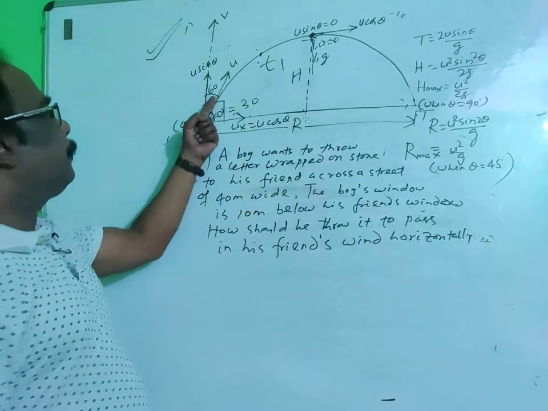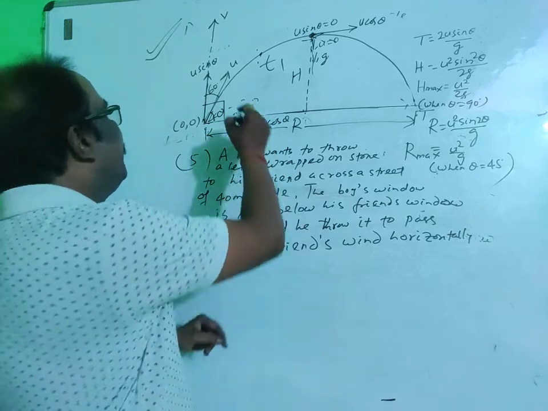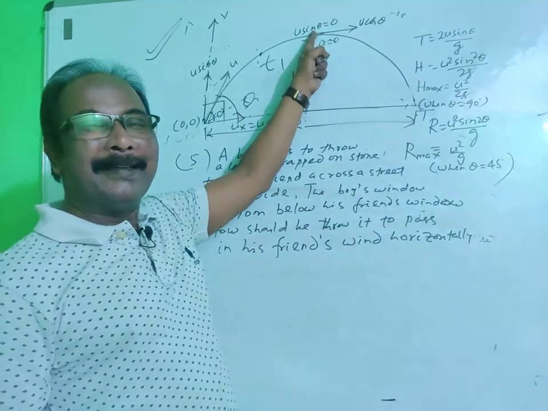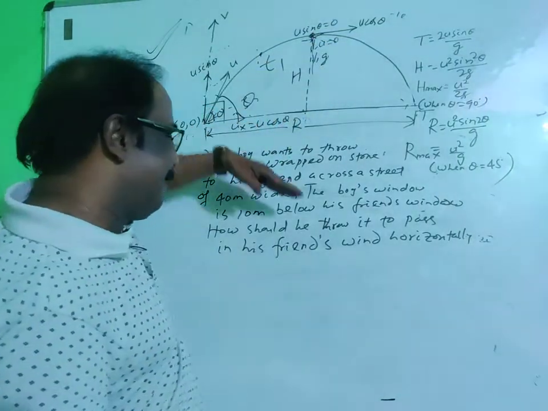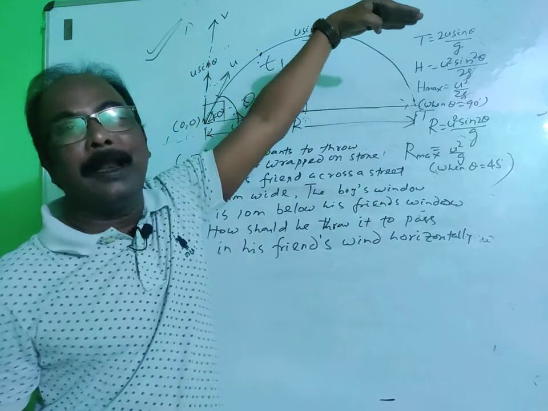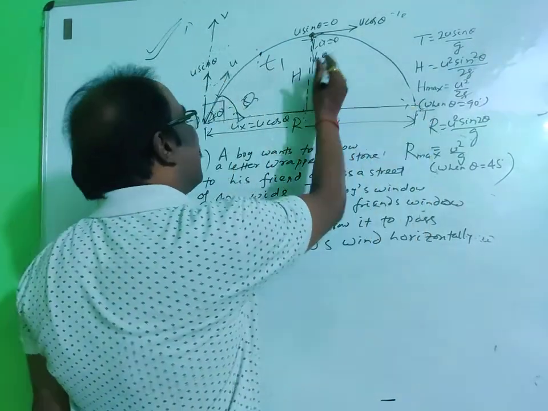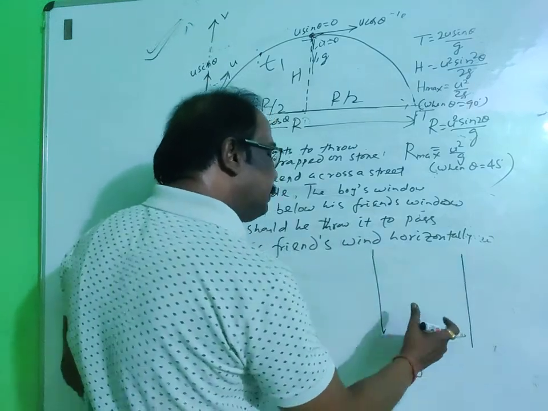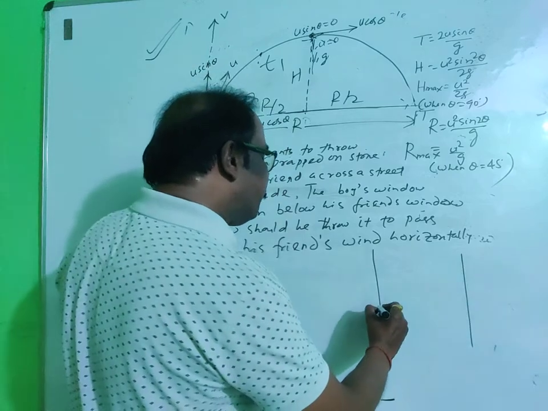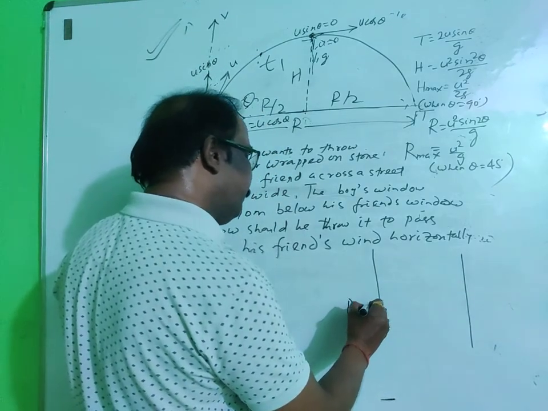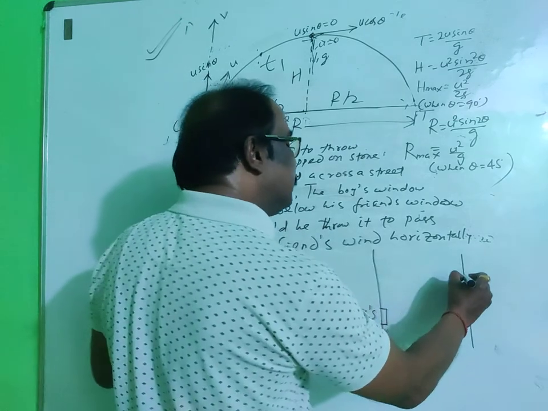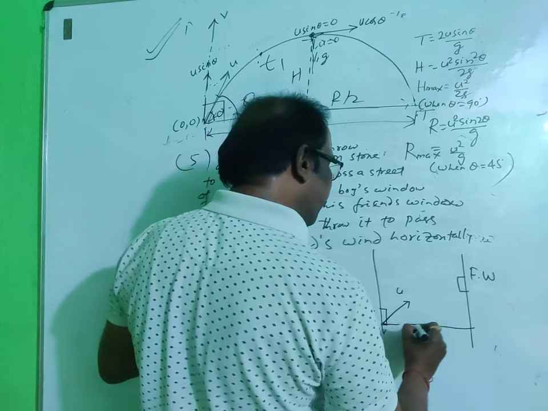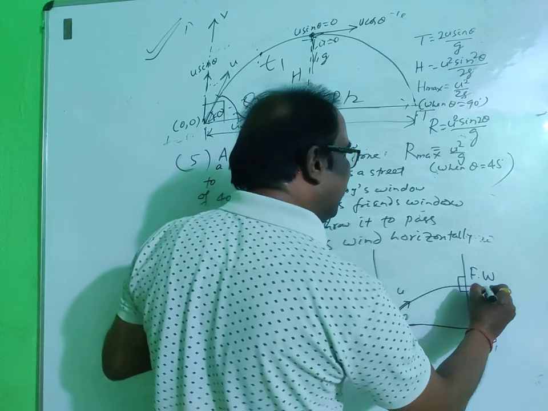Suppose a body is thrown from this point with a velocity u making an angle theta with horizontal. Then this is the highest point, where motion becomes horizontal. The total horizontal distance is symmetric, so this distance is R by 2 and this distance is R by 2. This is the roadway or street. This is the boy's window and this is his friend's window. He throws a letter with a velocity u making an angle theta, and it enters the window horizontally.